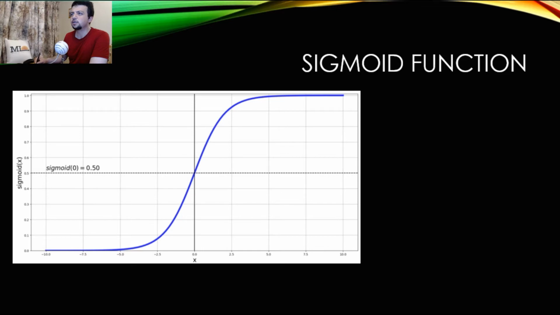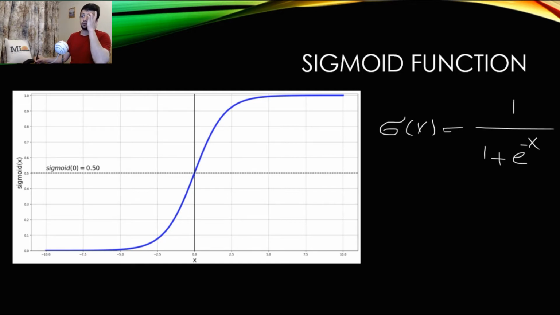Mathematically speaking, the sigmoid function has a notation like this. So sigmoid of x, whatever its input is, is equal to 1 over 1 plus e to the power minus x. So this is the math of it, right? The horizontal axis over here is your x, and the vertical axis is your sigmoid.